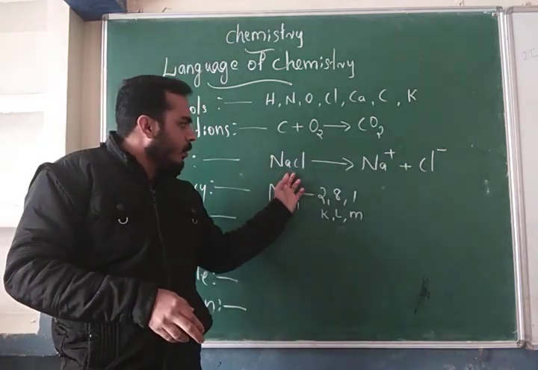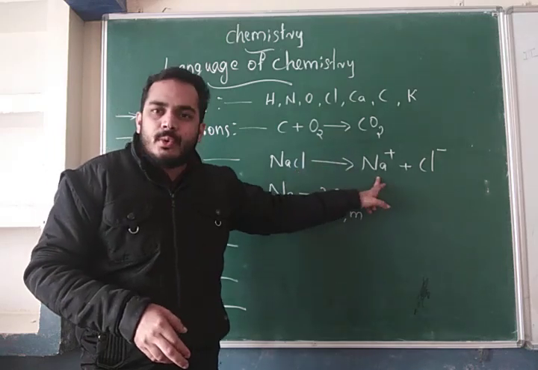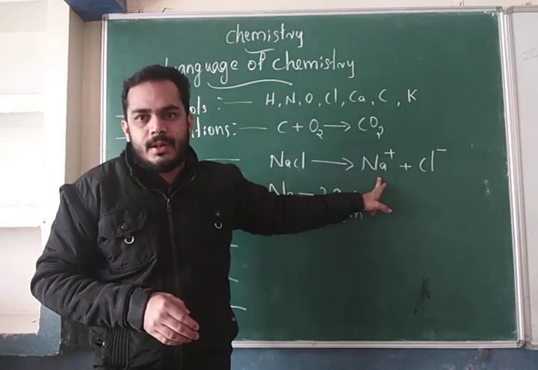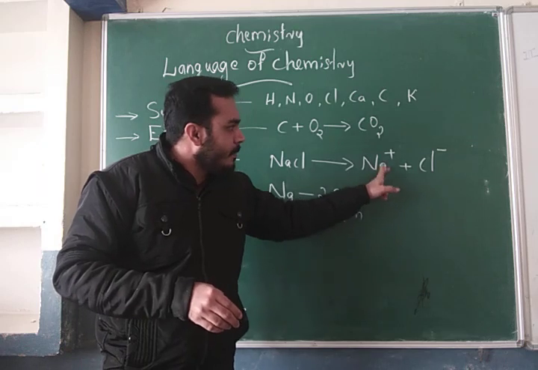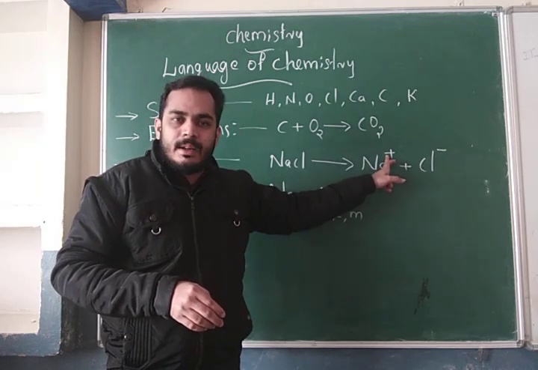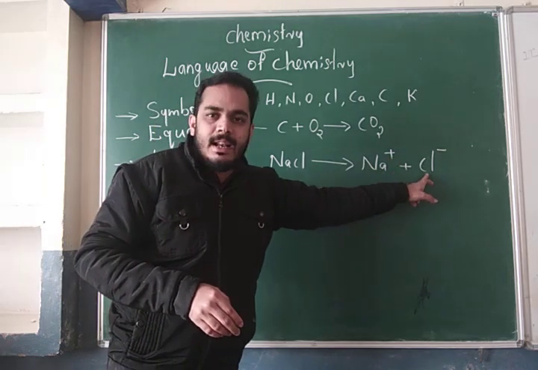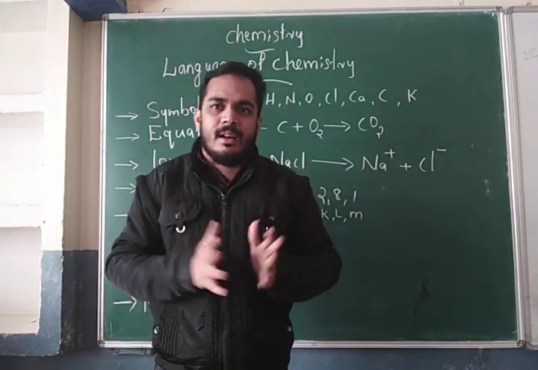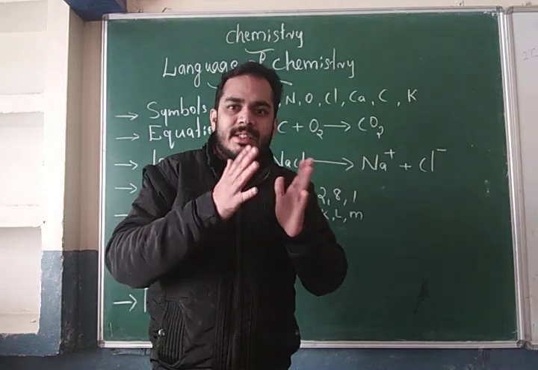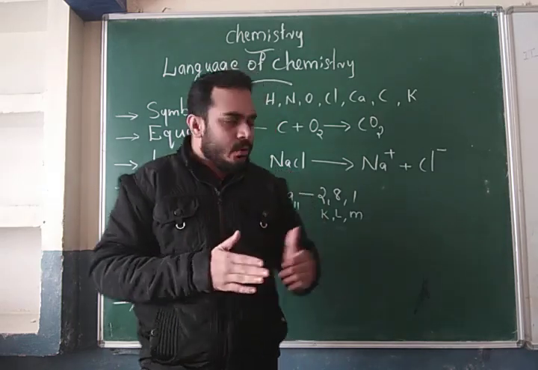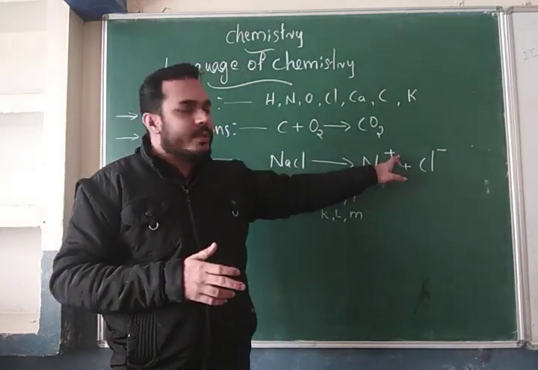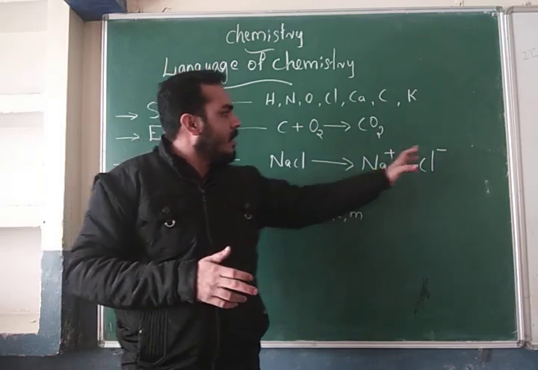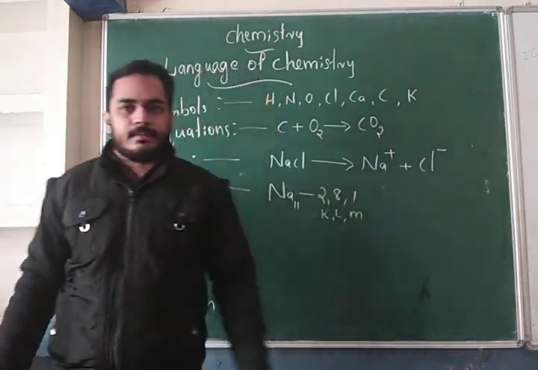That sodium chloride splits into its ionic form. Sodium positive means Na plus, and Cl minus. So we denote the elements separately with their charge, and these are called ions. Here sodium has the positive charge and chlorine has the negative charge.